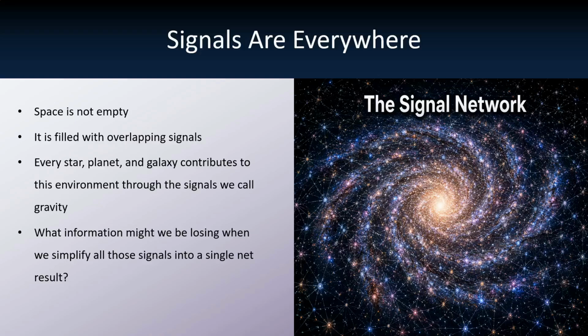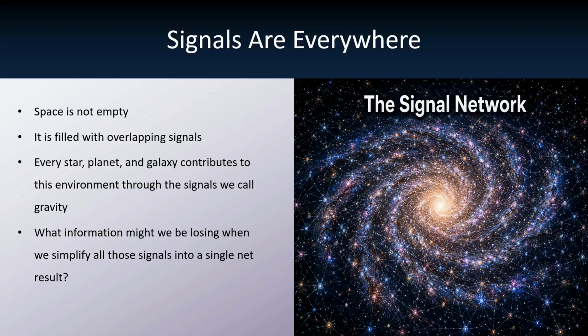Signals are everywhere. In the previous part, we explored the idea that space may be part of the larger system. But space is not empty. It is filled with overlapping signals moving in every direction at once. Every star, planet, and galaxy contributes to this environment through the signals we call gravity.